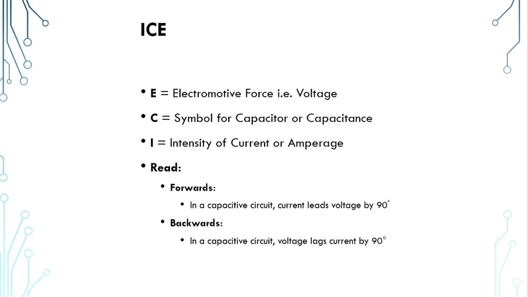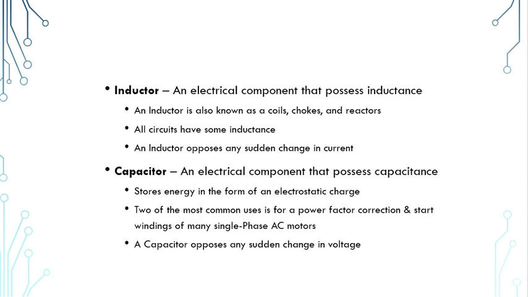Now, a little bit more on the definition. An inductor is an electrical component that possesses inductance. By definition, an inductor is a coil of wire, and so they're also known as coils, chokes, or reactors, depending on their application. Now, because it's a coil of wire, all circuits have some inductance, even on DC. So current creates magnetism. Magnetism creates current.